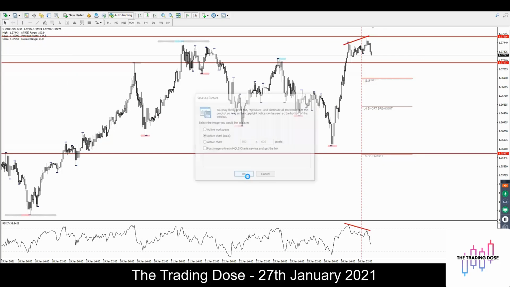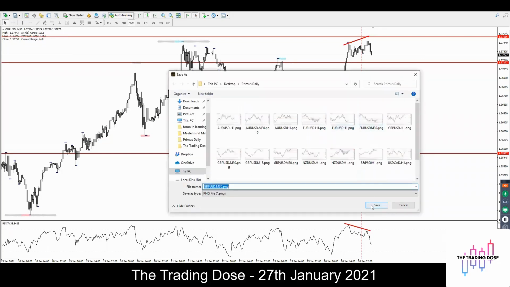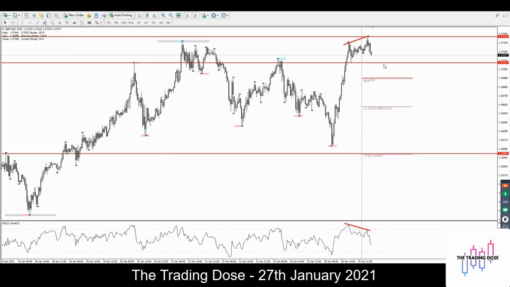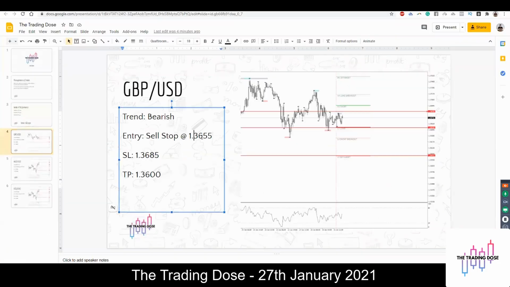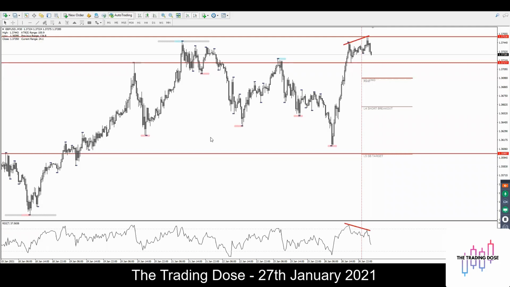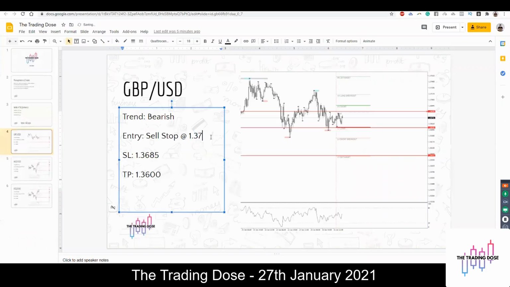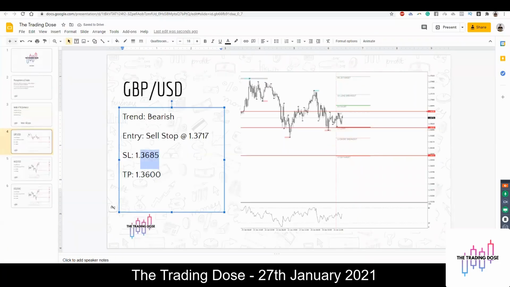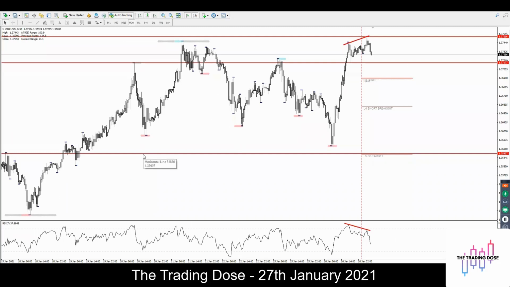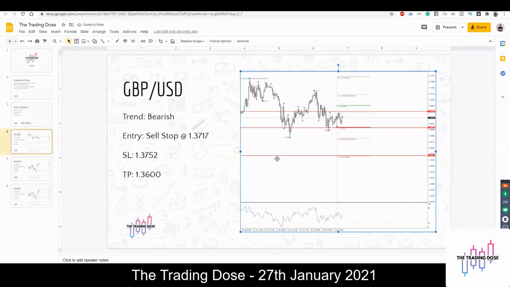All right, so this is the first trade here that I would like to share with you guys for today. I think we are pretty close to our entry. That's about 10 pips. So I'm going to get this in. Pound dollar, we look to sell stop. The price is around 3717. Stop is around 3752. And of course the target here is 1.36.